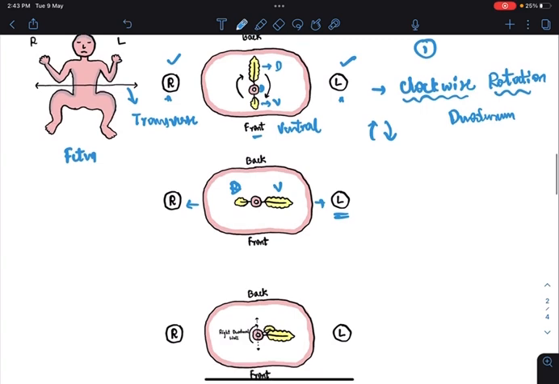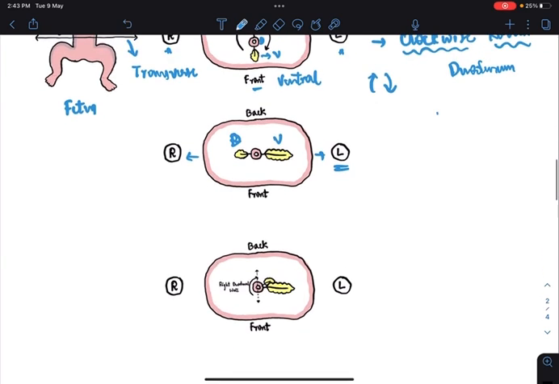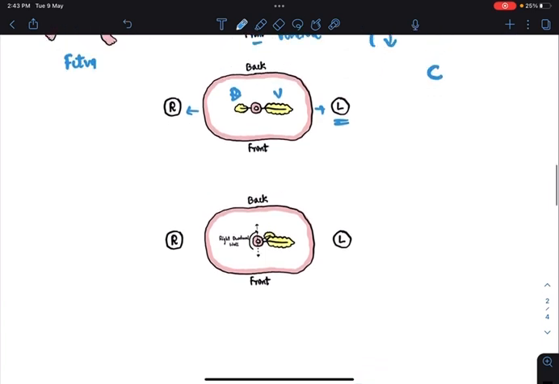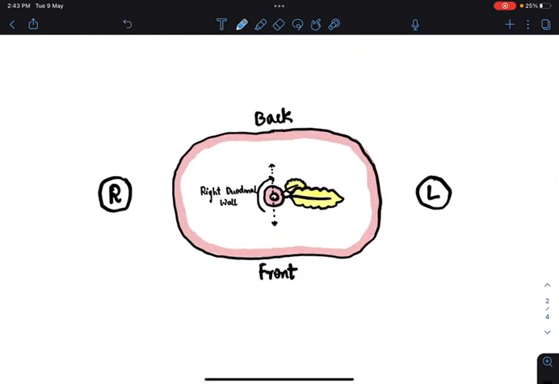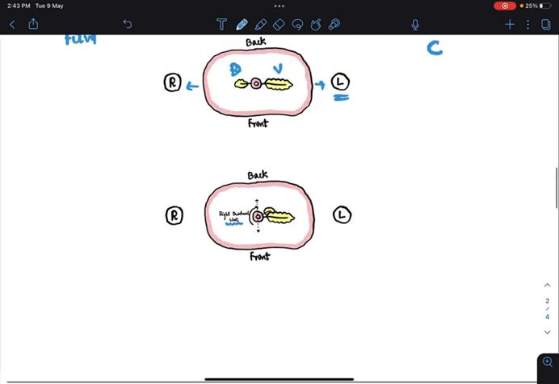You know that the duodenum is C-shaped, right? So what happens is the left and right walls of the duodenum grow differently. Like see this diagram. This is the right side, the right duodenal wall. What happens to the right duodenal wall? The right duodenal wall will grow more.